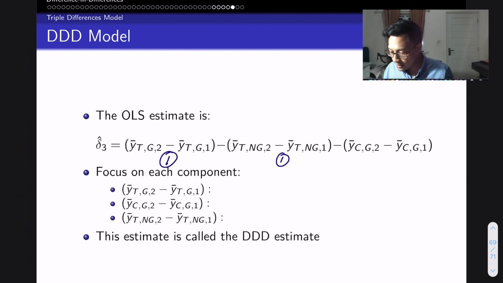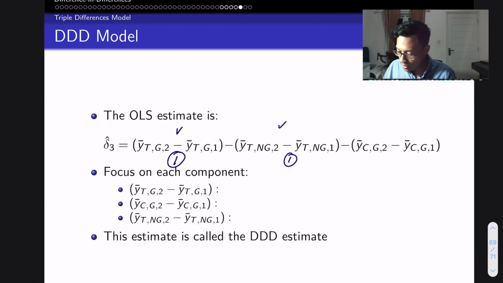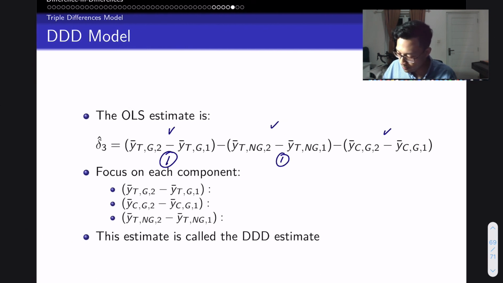And then the other DID is that you go to a different local government, but also observe the same poor subpopulation. Okay, and this is the third one. So this is the first DID, and then this is the second DID. Okay, so now let's focus on each component.